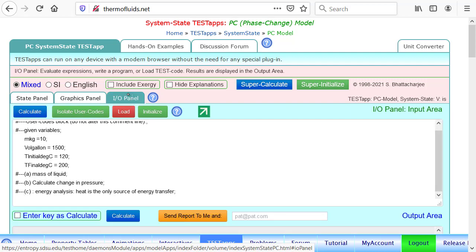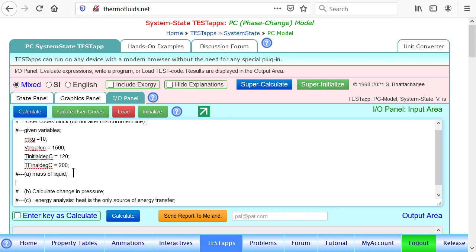Okay, for the rest of the work, we go to the I/O panel and see how we find the mass of the liquid. So first, let's remember what quality is. Quality is mass of vapor in kg, divided by total mass. We can find out what? In the initial state, mass of vapor in kg equals total mass times the quality, and that will be the vapor mass.